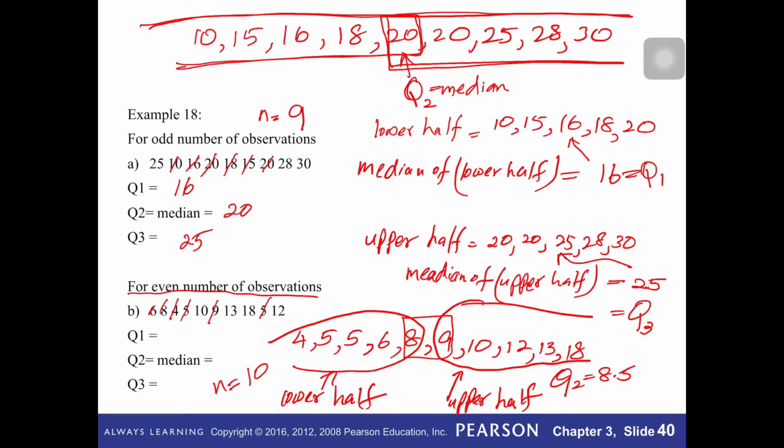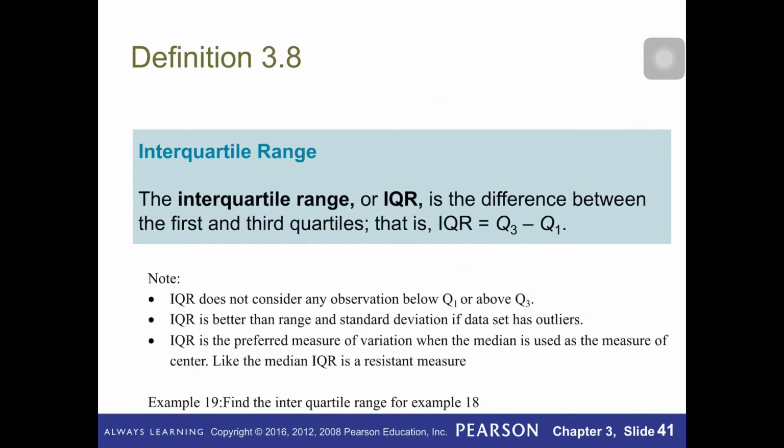Okay. Then you can continue this work, how to find Q1, Q2 and Q3. There is something we call interquartile range, or simply IQR, found by taking the difference between Q3 and Q1. If you find Q3 and Q1, take the difference, we call it interquartile range. Interquartile range does not consider any observation below Q1 and above Q3.